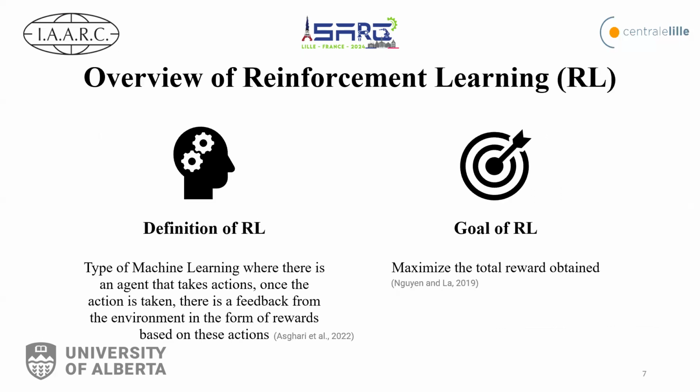So let's start with an overview of reinforcement learning. It is a type of machine learning where an agent takes an action, and once an action is taken, there is feedback from the environment in the form of rewards or penalties based on these actions. The agent has one goal in mind, which is to maximize the total rewards.